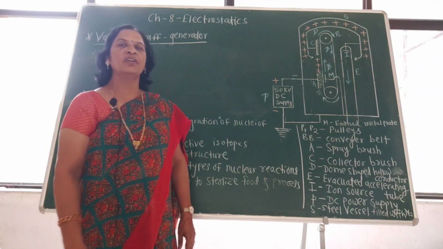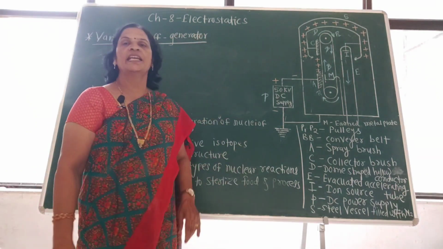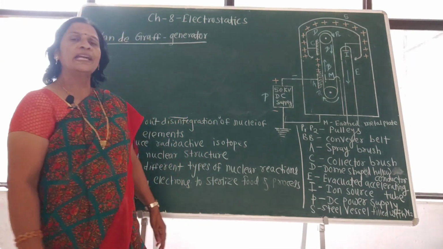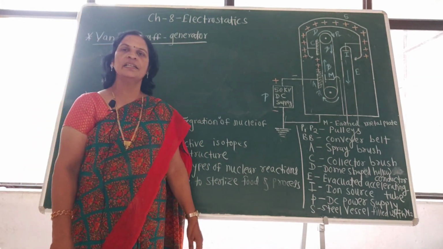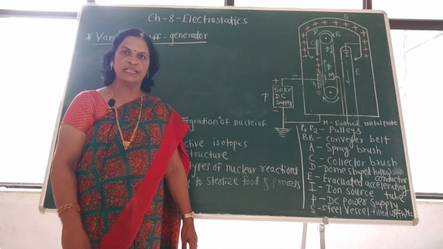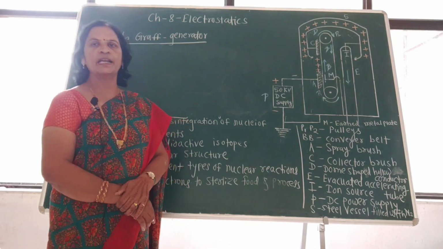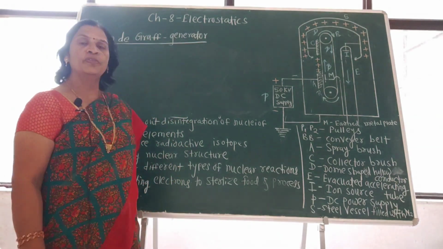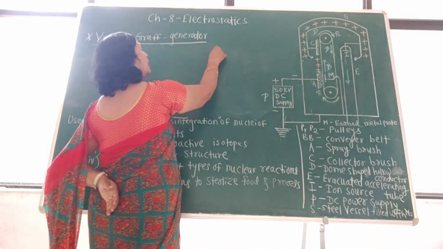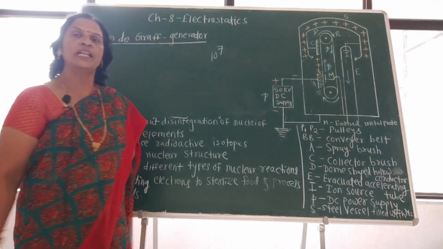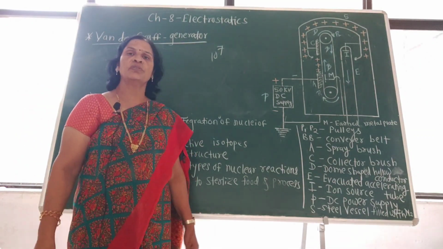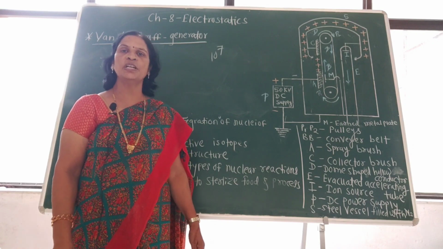We will continue our topic electrostatics, and today's article is the Van de Graaff generator. The Van de Graaff generator was designed by Van de Graaff in 1931. With the help of this generator, we can produce a very high potential difference, of the order of 10 raised to 7 volt, that is, millions of volts.